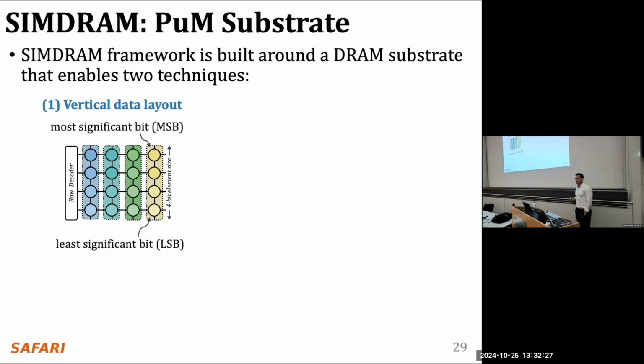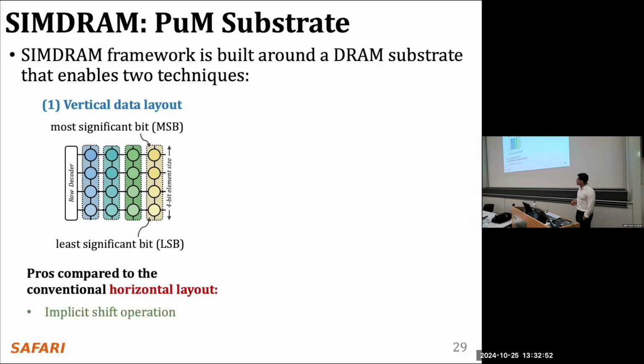The alternative is to not store data in a horizontal data layout. We can store data as we want, and we are going to store it in a vertical data layout. Here we take those bits inside a single DRAM chip, in this example 4 bits, and store all of them in a single DRAM column, spanning multiple DRAM rows in a DRAM subarray.